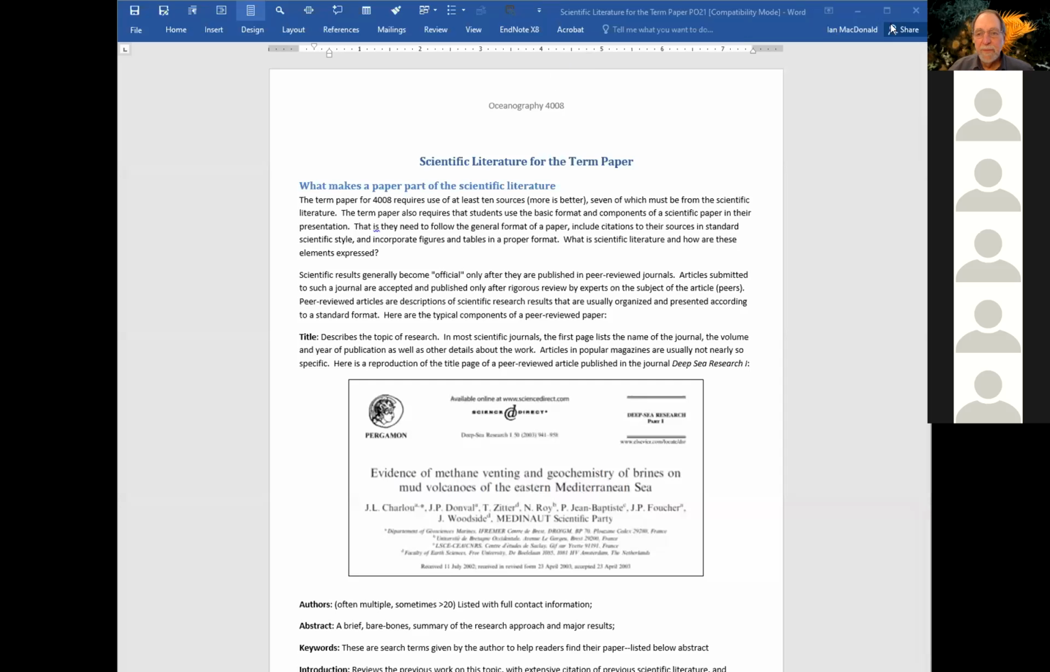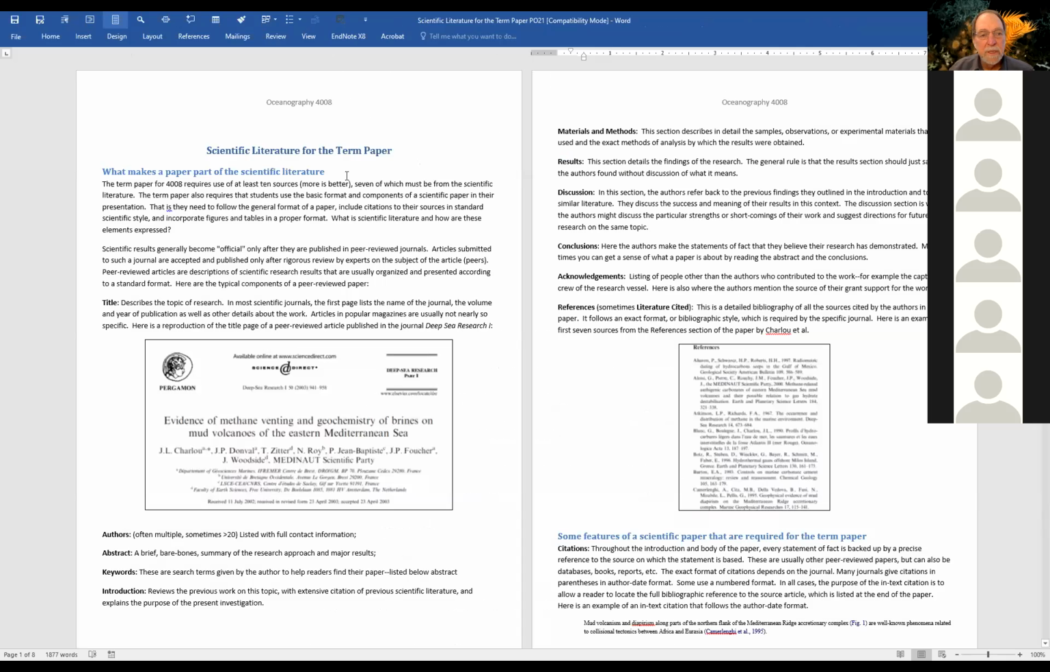All right. So I need to go back to my screen here. I need to share. And I want to share. That's me. Okay, can everybody see this Oceanography 4008 scientific literature for the term paper? And I want to view this.